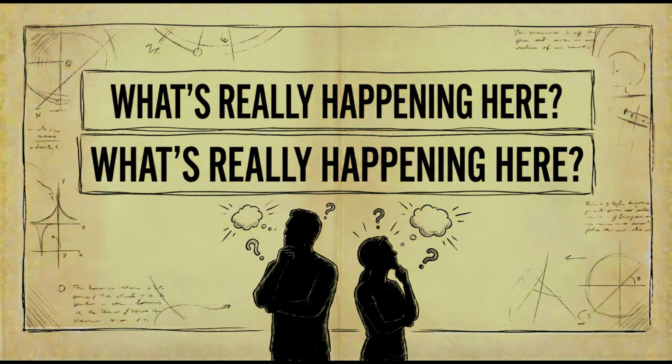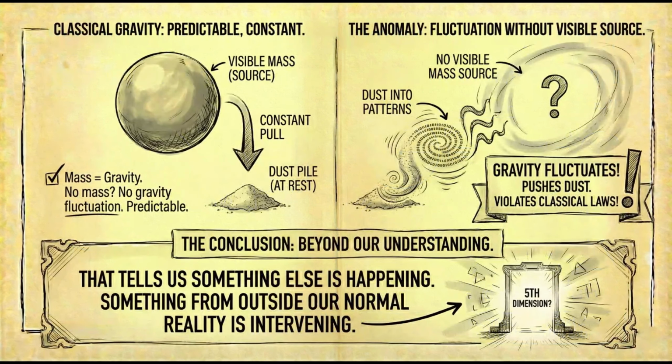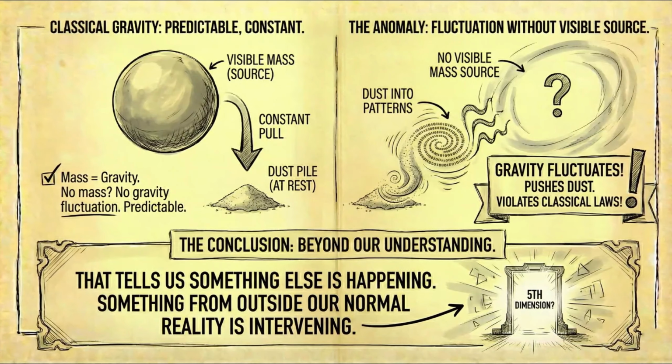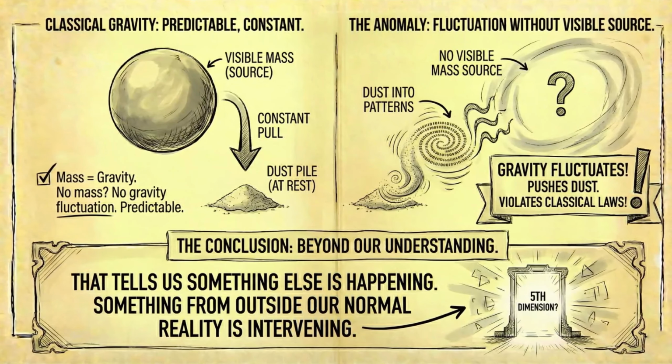What's really happening here? In classical mechanics, gravity from a mass follows what we call the inverse square law. Gravity weakens with the square of distance. It's predictable, it's consistent. From any given mass, gravity behaves the same everywhere. But for gravity to fluctuate and push dust into patterns without a visible mass source, that violates everything we know about classical gravity. That tells us something else is happening, something from outside our normal reality.